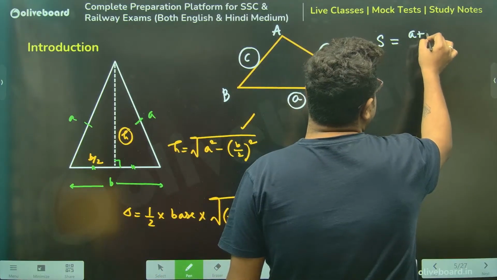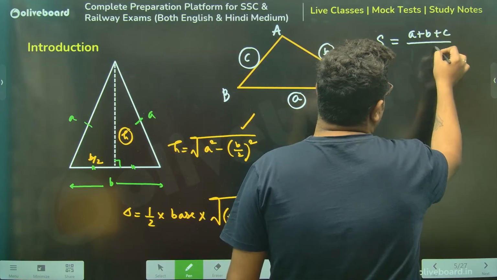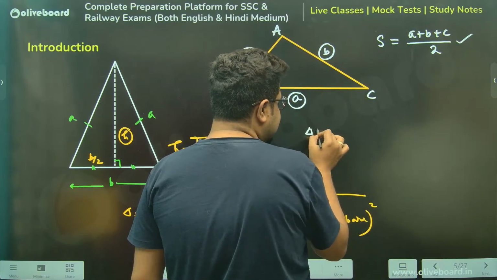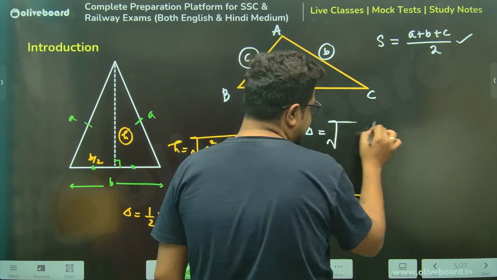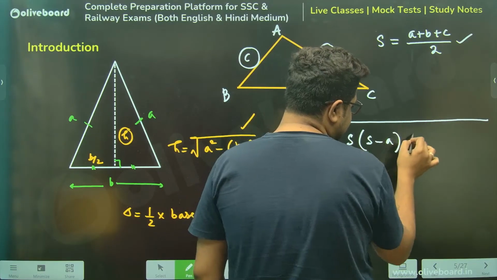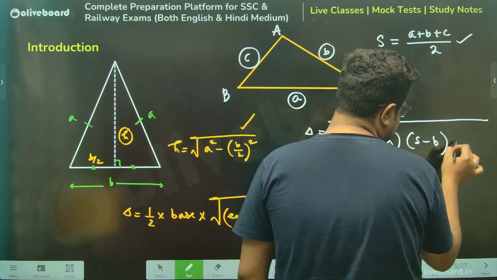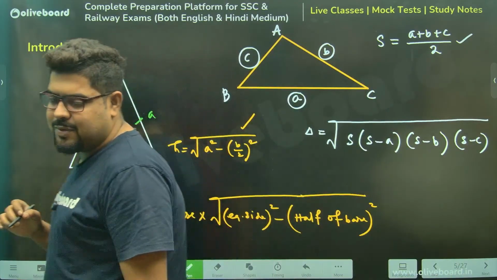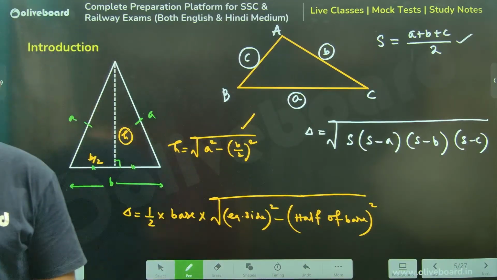The semi-perimeter is A plus B plus C by 2. Right? So delta, meaning area, is the root of S into S minus A into S minus B into S minus C. That is your Heron's formula or Brahmagupta's formula, whatever you want to call it.